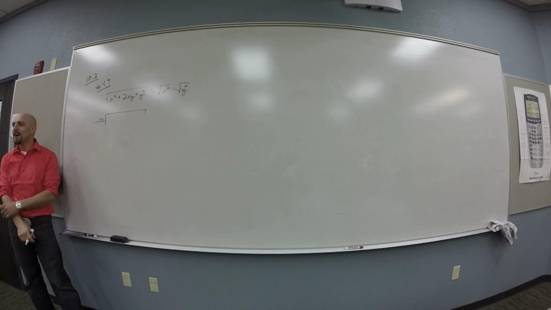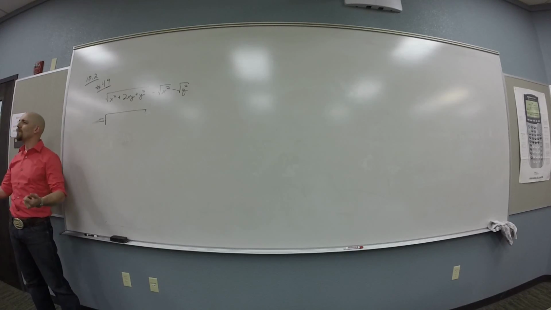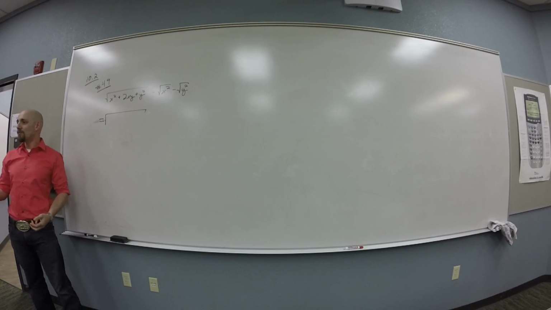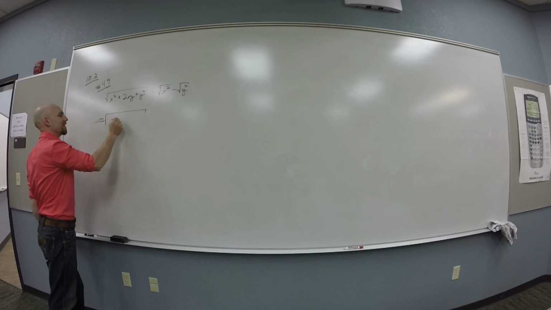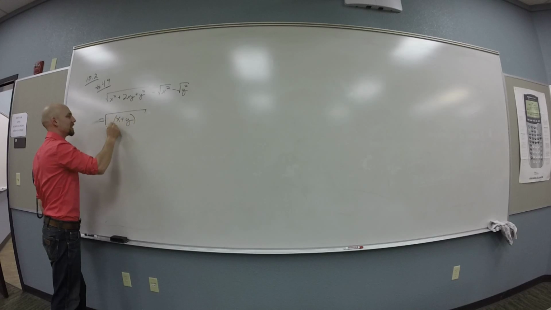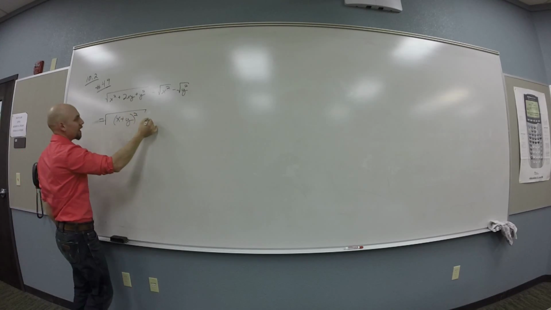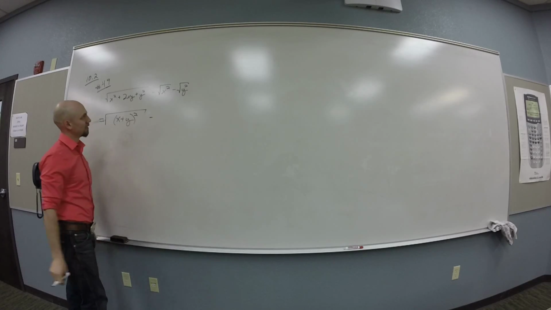All right, so what can you factor this left thing into? What would you hope for? x plus y, squared. Yeah, you'd hope for it to be a square, right? So is it x plus y squared? Yes. Okay. And then we've got minus x minus y.